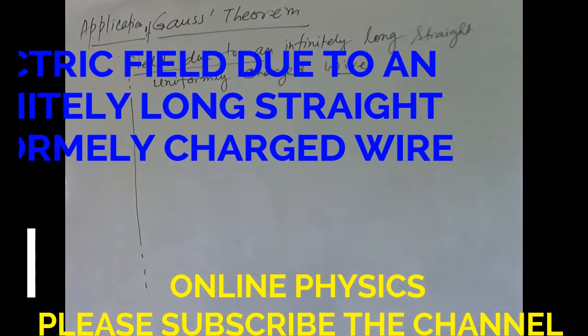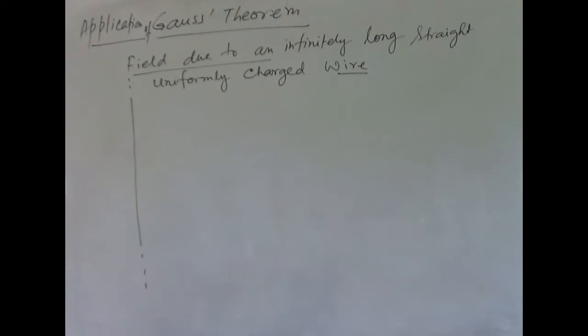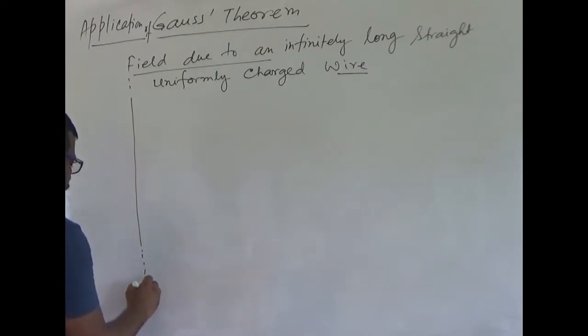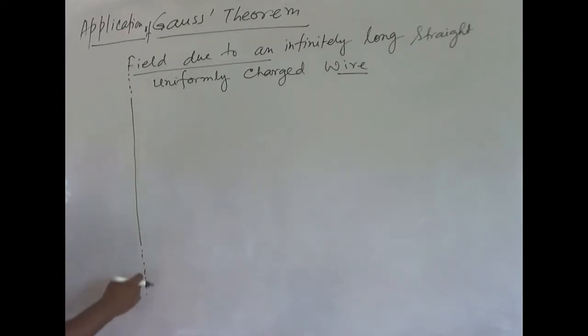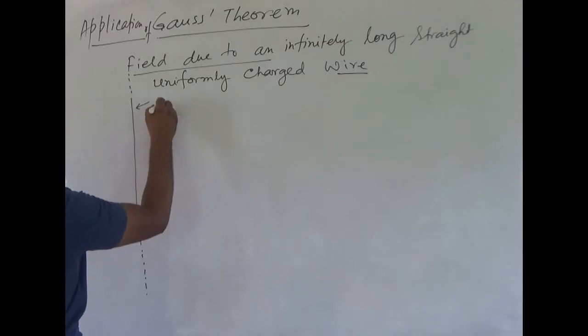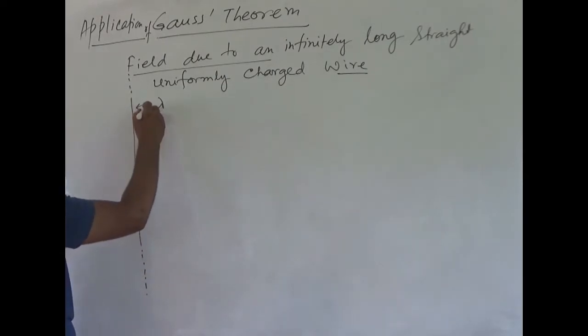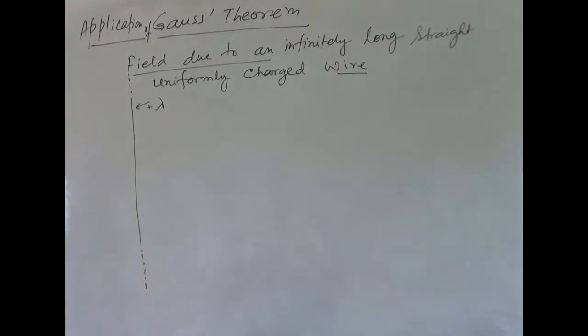Let us consider an infinitely long thin straight wire with uniform linear charge density lambda. That means we consider an infinitely long straight wire. This is the wire which is infinitely straight, that means it extends to infinity, right? And this has lambda linear charge density. That means this wire is uniformly charged and the line charge density is lambda. Lambda is the line charge density, and again we consider this as plus lambda, right?